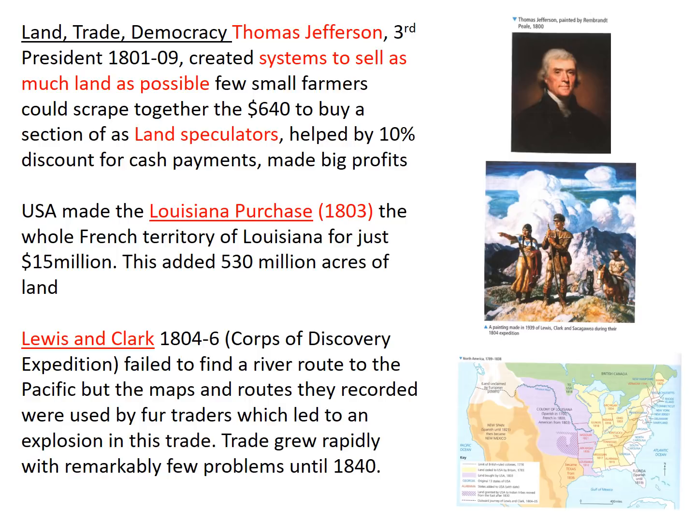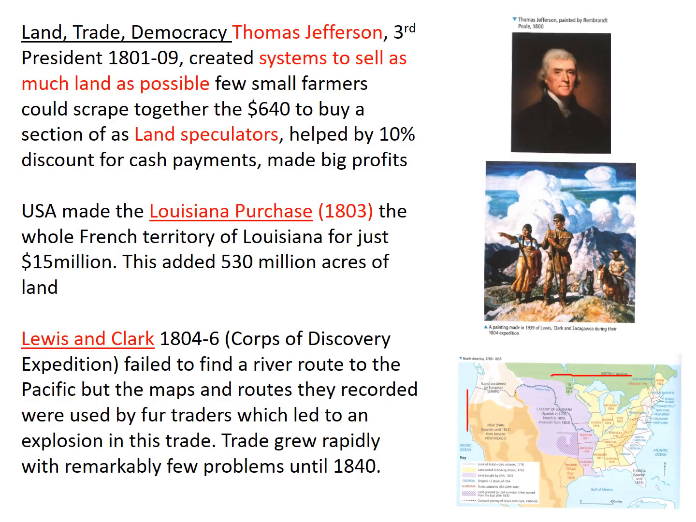What we're going to see is slowly the Americans head westwards across this plains. First of all, they'll head directly for the direct West Plains, and then we're going to see this middle ground eaten up as well. But before we get there, first of all, Thomas Jefferson, third president, created many systems to try and sell as much land as possible.